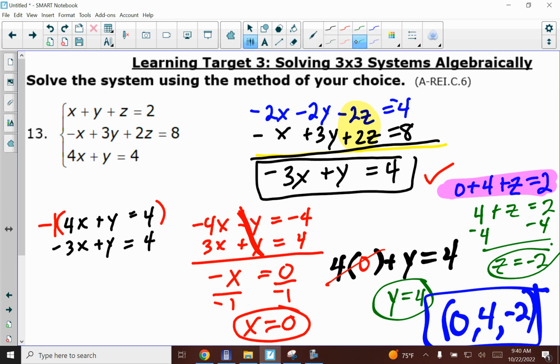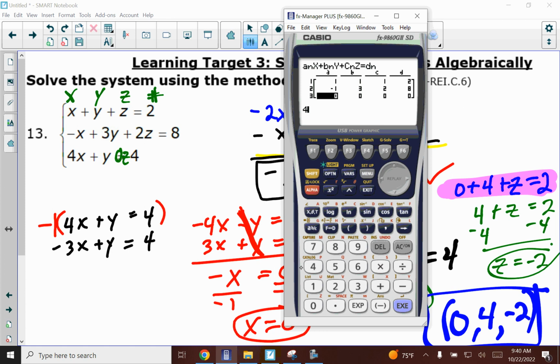These are set up in order, so the first column is all of the x's, the second one is all of the y's, the third one should be all of the z's, and then the last one should be all of the numbers. You're going to notice the third one doesn't have a z though, so that means that the z is a 0z.